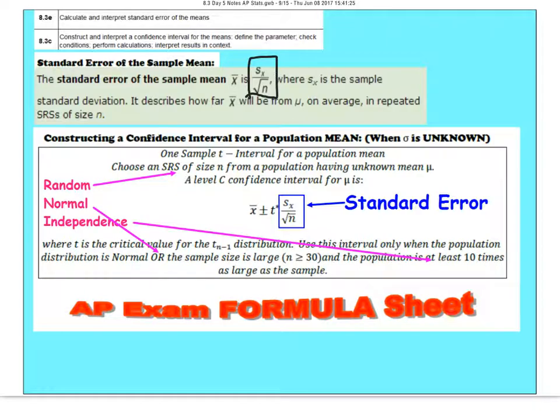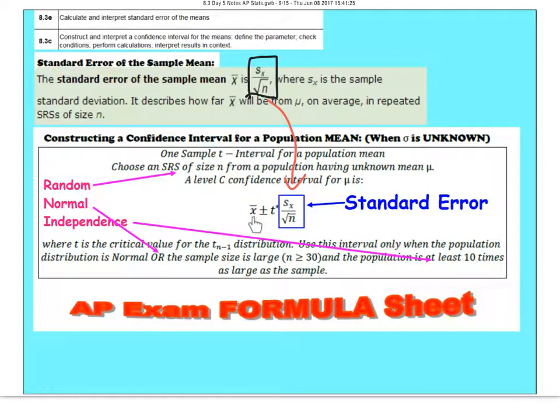Okay, how do you construct the confidence interval? Well, notice the standard error of the mean is actually here in the confidence interval, as we would expect. All the confidence interval is this. In terms of the words, it is a one sample t interval for a population mean. How do you find it? Just like we've been doing before.